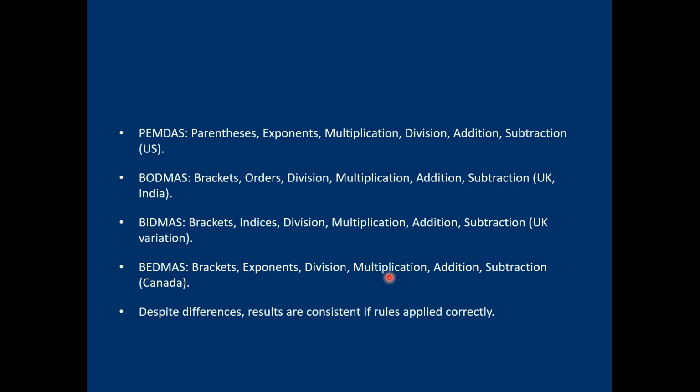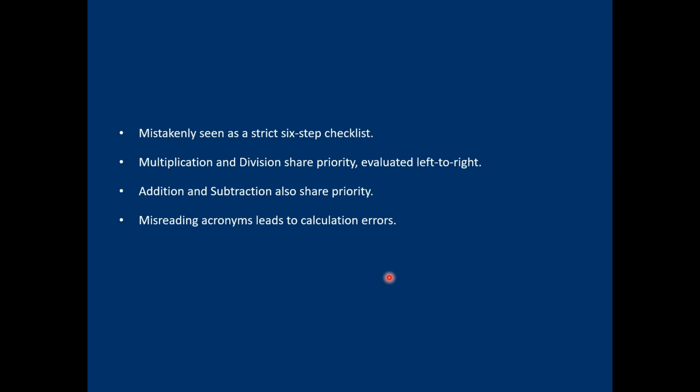It doesn't matter. A lot of times people mistakenly see all these acronyms as some kind of strict six-step checklist, which is false. Again, multiplication and division share priority. They're just evaluated left to right. Addition and subtraction also share priority. So misreading these acronyms leads to a lot of errors.